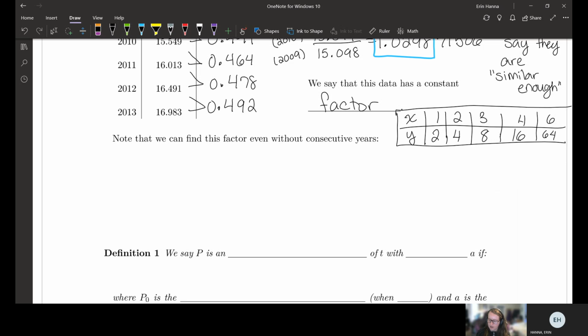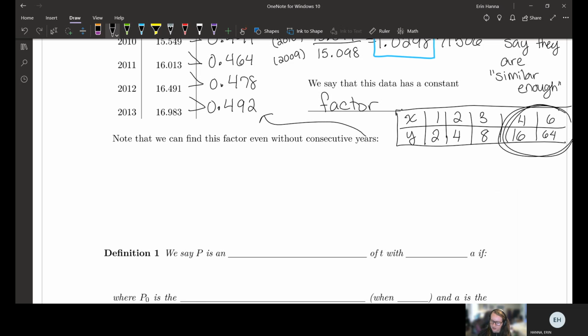So it's easy to notice when it's consecutive x values. For consecutive x values, it's kind of easy to see because you can just divide the one by the other, just like we did with the populations above. But what if we don't have consecutive years, for this example here, and also here? How could we know that this factor was actually what it was supposed to be as well?